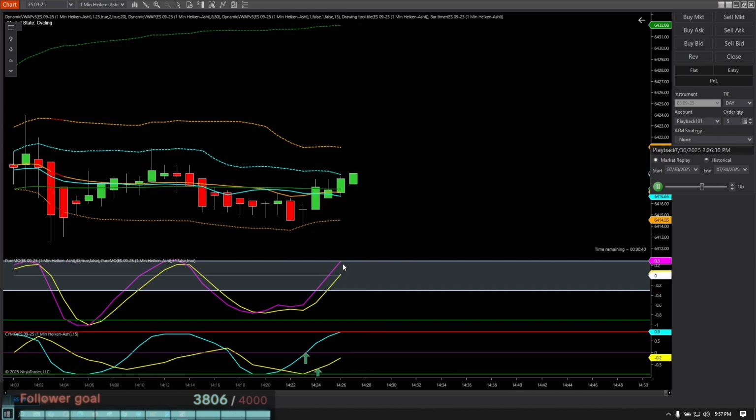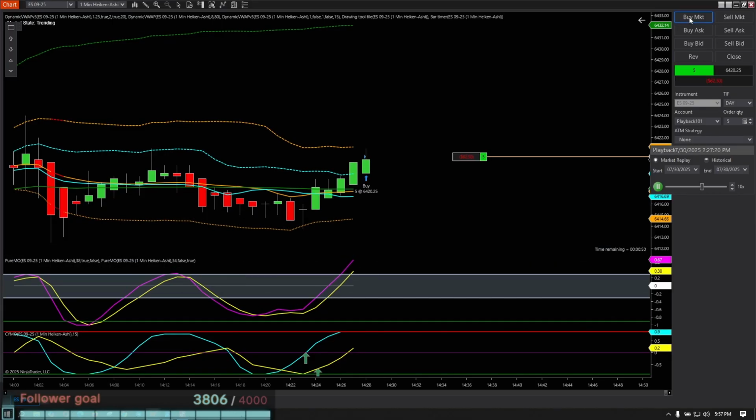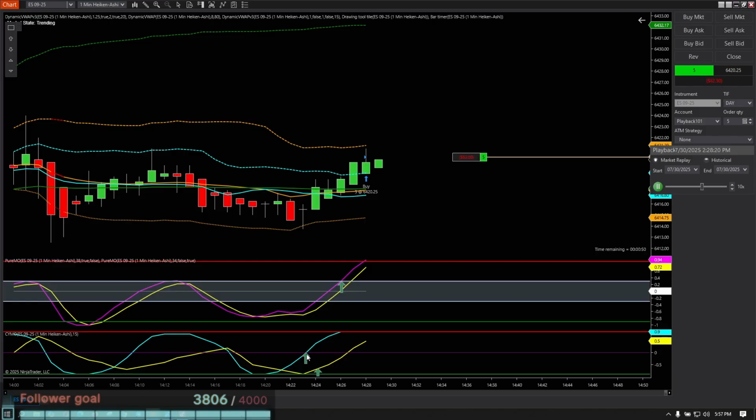And it's right here. Look at this, guys. It's right here at the cusp. And there you go. Order filled. That's your buy signal right there. This is where you jump into the trade with confidence because you've got cycle going up, momentum going up, and you just had a shift in momentum in PureMO.